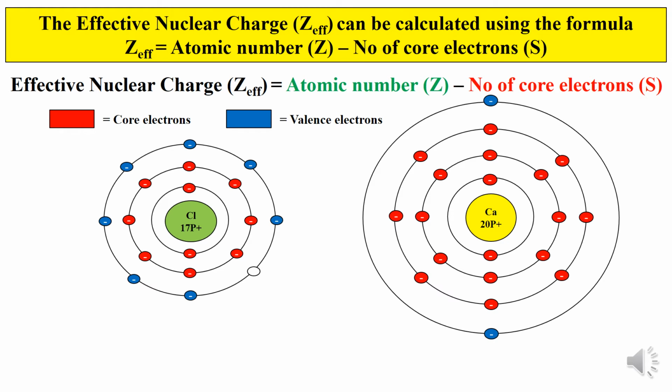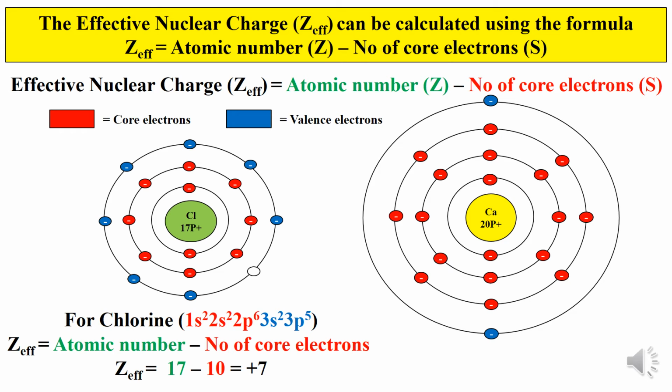Now the effective nuclear charge is calculated using the formula atomic number minus number of core electrons. So in case of chlorine atom, now applying the formula. What is the atomic number of chlorine? It is 17. What about the number of core electrons? So 2 core electrons in the first shell and 8 core electrons in the second shell. Total of 10 core electrons.